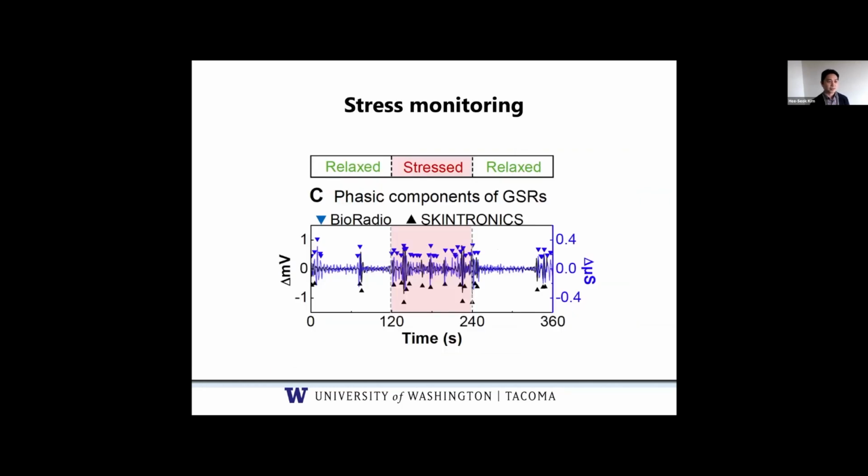And this graph shows the measurement result before and after stress activation. In the relaxation period, not many peaks are observed, which means that we don't receive much stress. After the stress activation, we observe lots of peaks, meaning fluctuation of skin conductance. In this case, we used solving a math problem as a strong stressor.